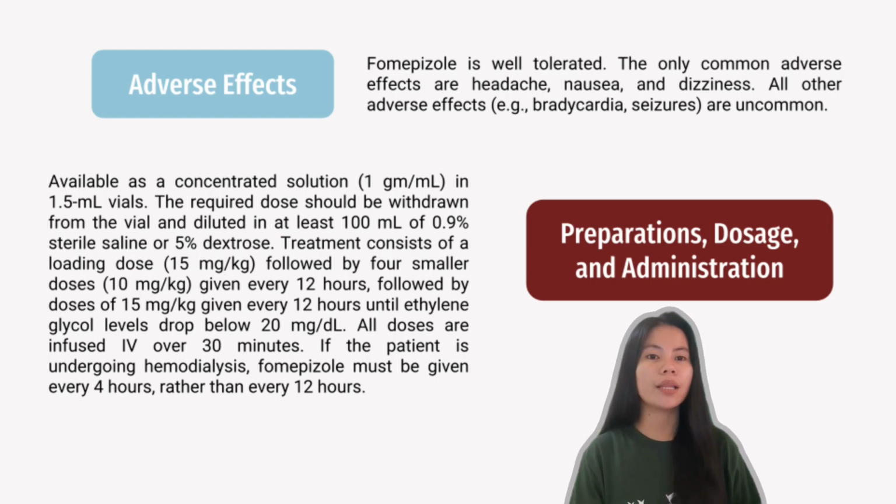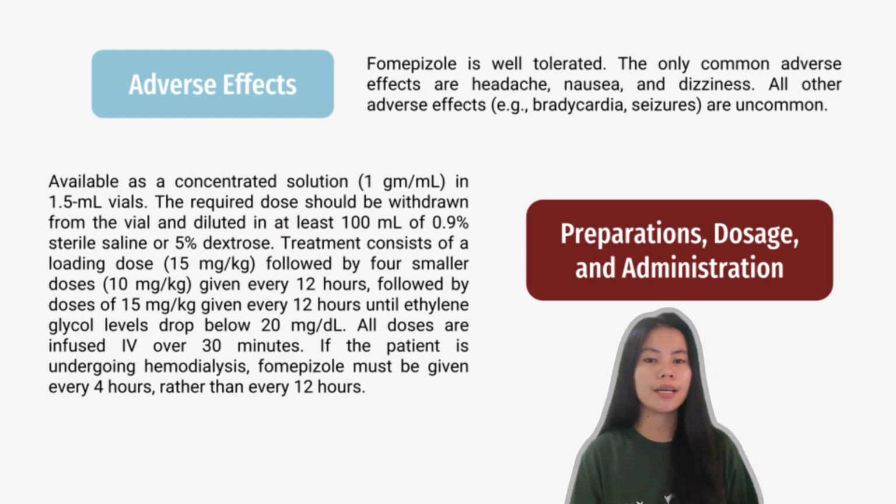Then preparations, dosage, and administration. It is available as a concentrated solution, 1 gram per ml in 1.5 ml vials. The required dose should be withdrawn from the vial and diluted in at least 100 ml of 0.9% sterile saline or 5% dextrose.